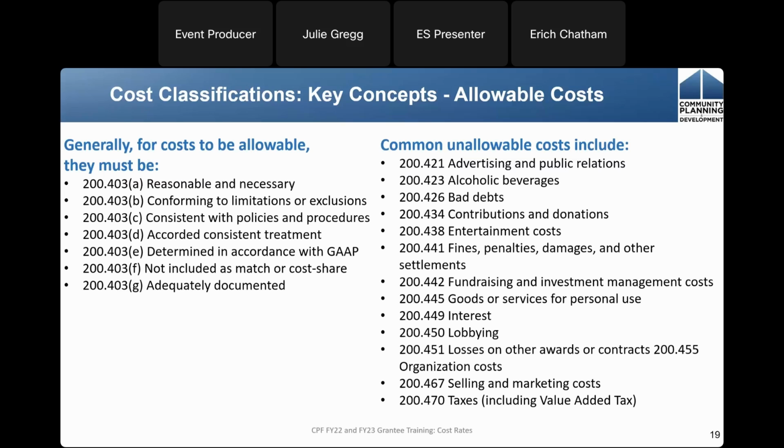The unallowable cost, I want to point out a couple that may be applicable here and a little less obvious than others. Advertising and public relations, 200.421, is not allowable. So be mindful, some of your programs may include some advertising or promotional events for your new facilities or your new programs. Be very careful that you're reviewing this section as it relates to any advertising.